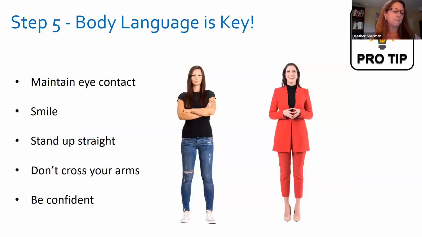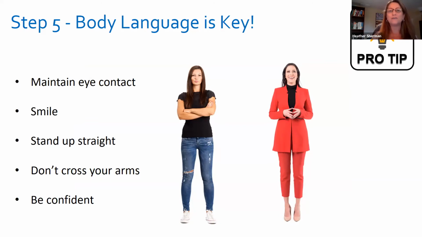Step number 5, body language is key. This is really important. You can see from the photos that there's certain body language that is kind of unnerving, and it really puts people off. So the advice is maintain eye contact at all times, smile, and be passionate and excited. Stand up straight, don't slouch. I sound like your mom.